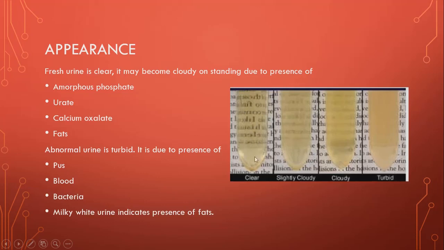So as you can see, the test tube shows clear urine in which you can read the letters or the writings that are mentioned behind, while in slightly cloudy there is a bit blurred vision of the writing, but still you can have a look of it. While in cloudy, again you can guess there is something written in it, but you can't specify what it is written because of the cloudy nature of the urine. While in turbid, it's totally opaque, you can't see what's written behind.